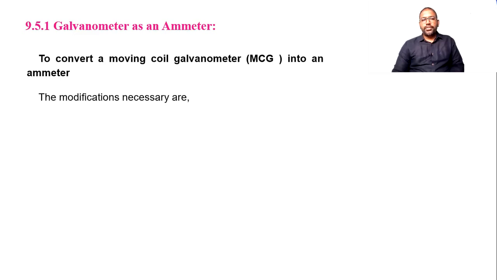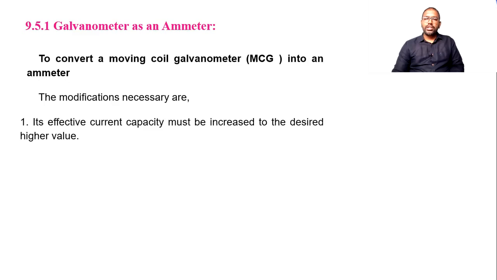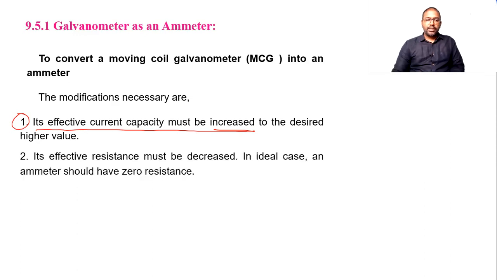Then which modifications are necessary? We have to do such modification which serves some purposes. So here, the first point is the effective current capacity must be increased. We have to do the modification in such a way that it increases the current capacity. Then the second one is the effective resistance must be decreased.